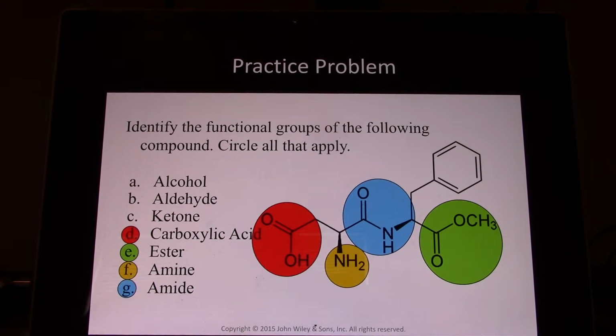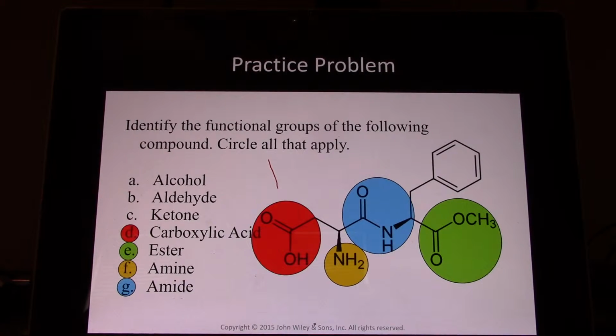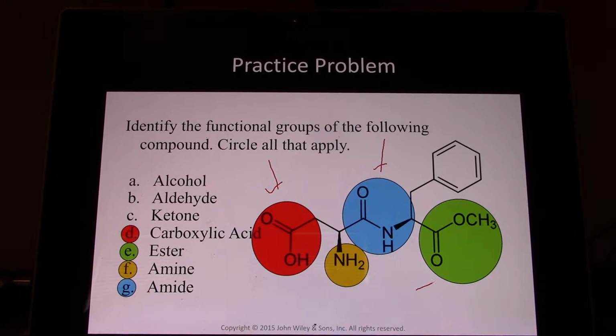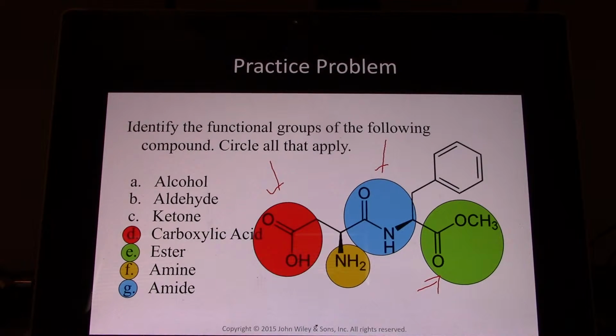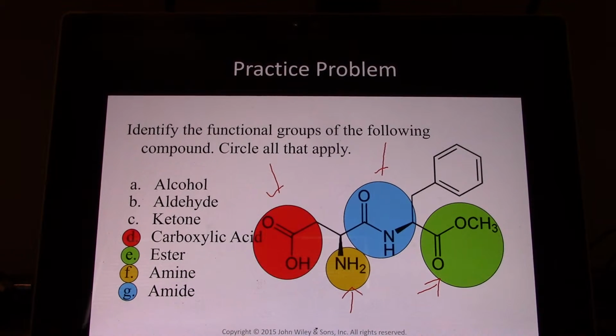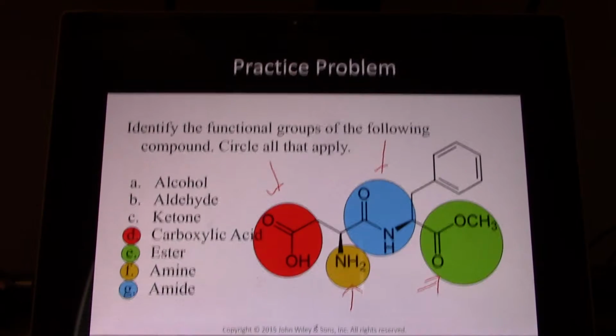So we have a carboxylic acid, an amide, an ester, and then an amino group, just an NH2 by its own right here. These are the different functional groups that are there.